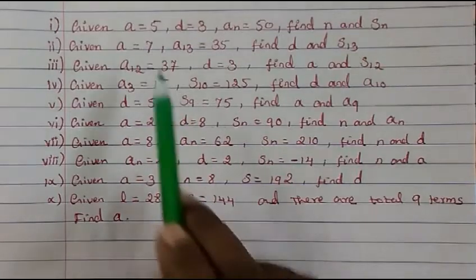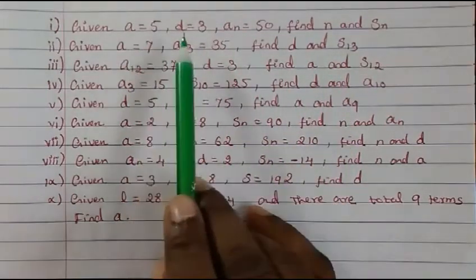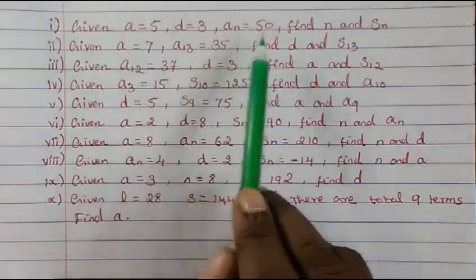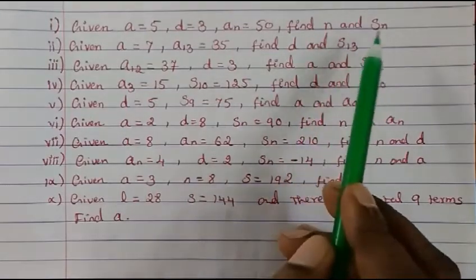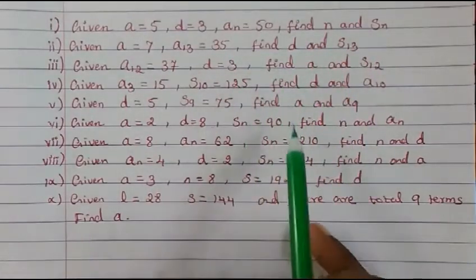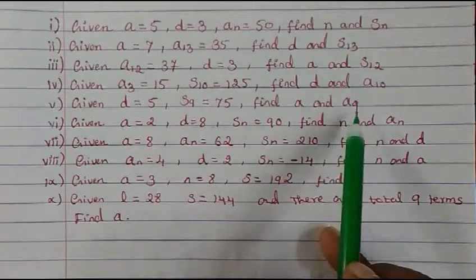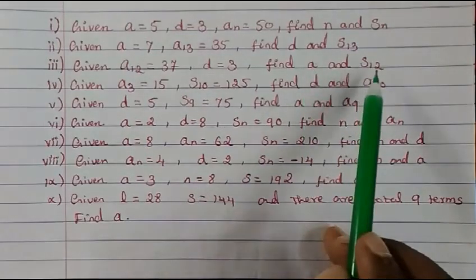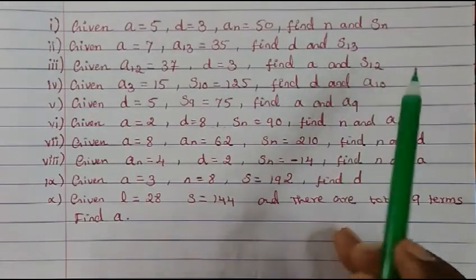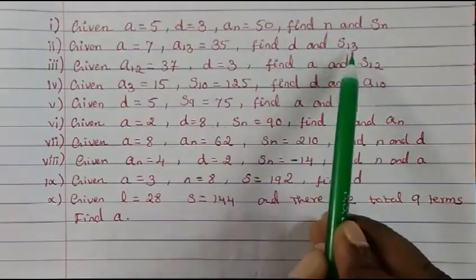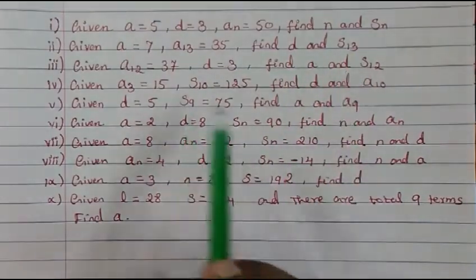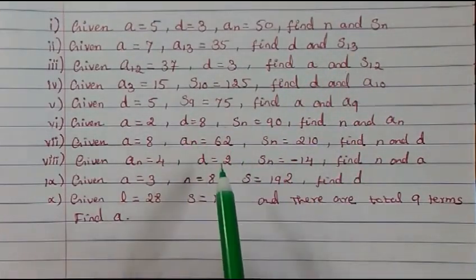So here you see an AP is there, the A value is given, the D value is given, the AN value is given. We have to find out N and SN. So you will see different sums. Here A and A9, here the A value and S12, the sum of 12 terms, here the common difference and the sum of 13 terms.